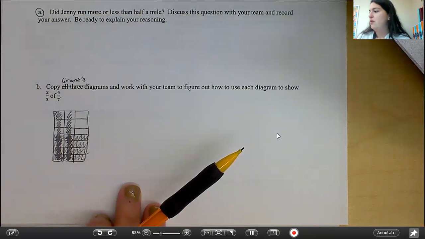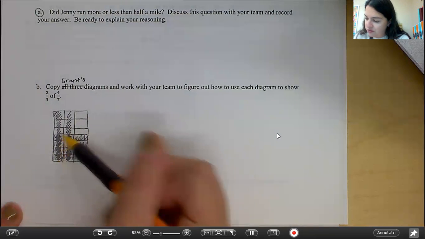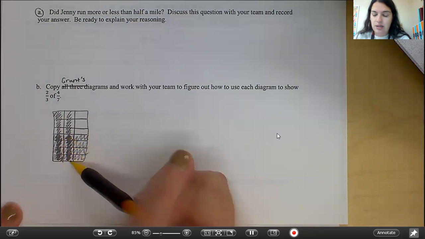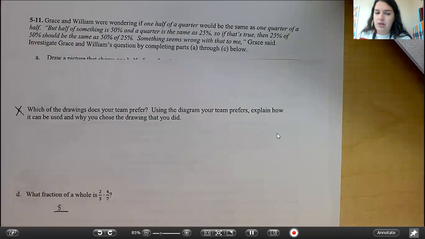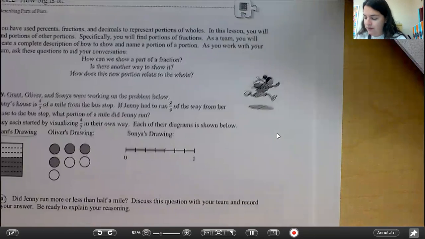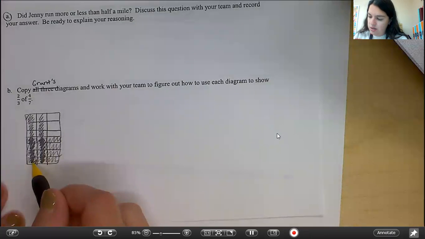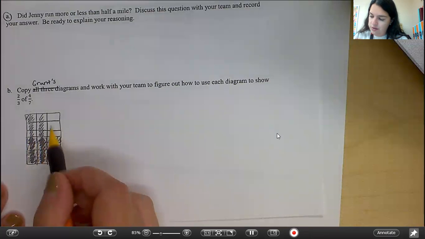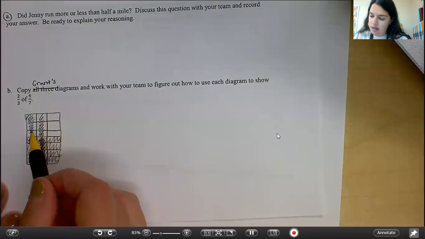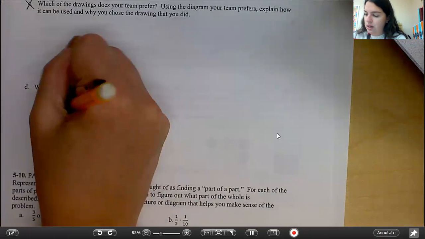Okay, if you're back with me, you've answered part D, so let's take a look. We have 1, 2, 3, 4, 5, 6, 7, 8 parts double shaded. So that is our numerator. And then your denominator is how many parts you have total. So counting all the parts, 1, 2, 3, up to 21. So our denominator then is going to be 21.